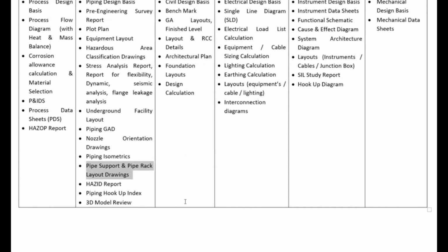Piping support and pipe rack layout drawings. Yes, we know how many pipe supports will be there, and what the pipe rack will be. Okay, so that will be there.